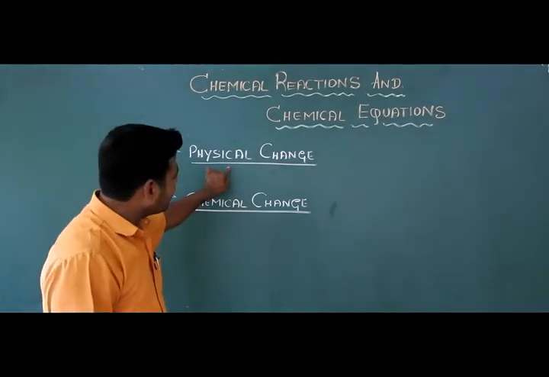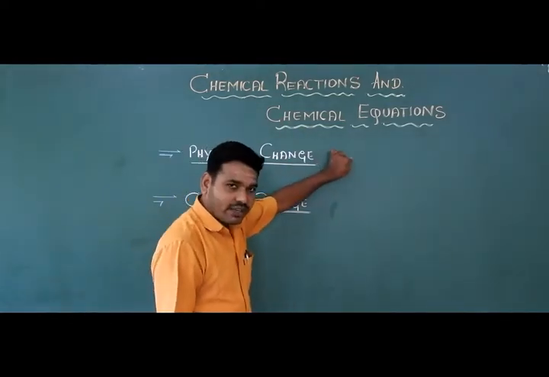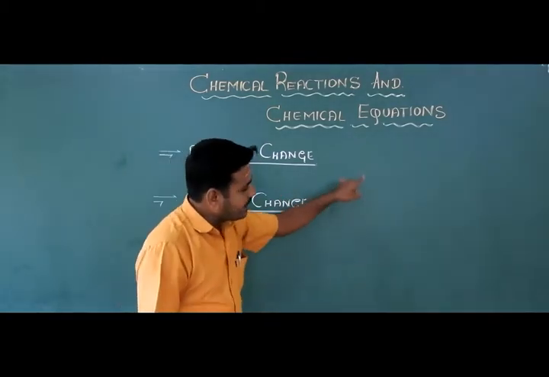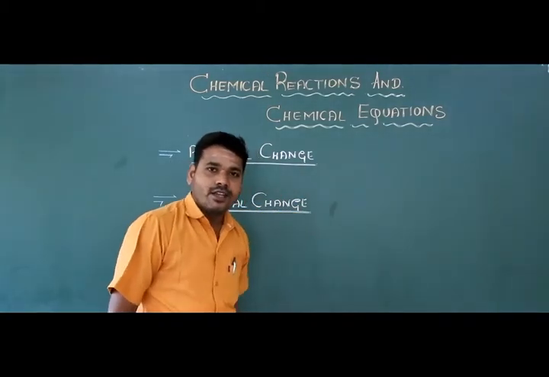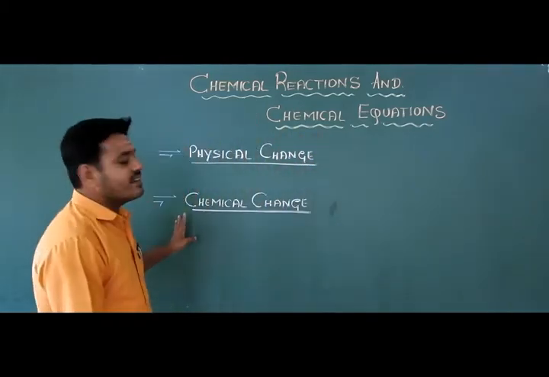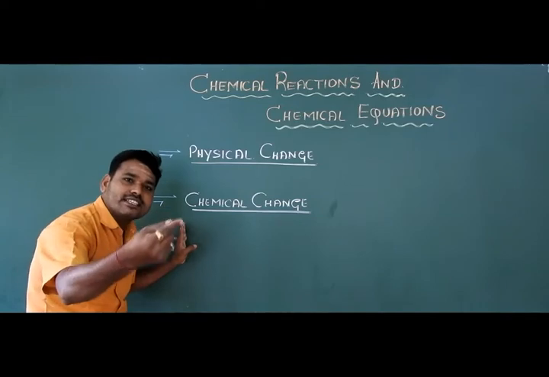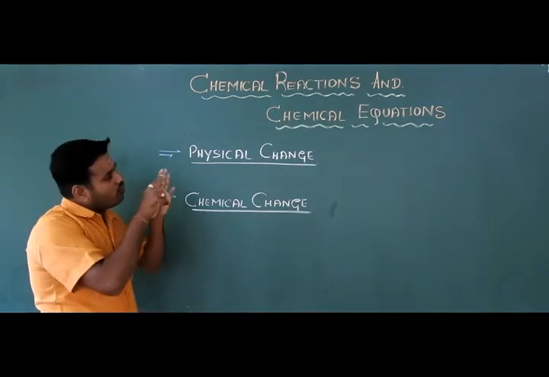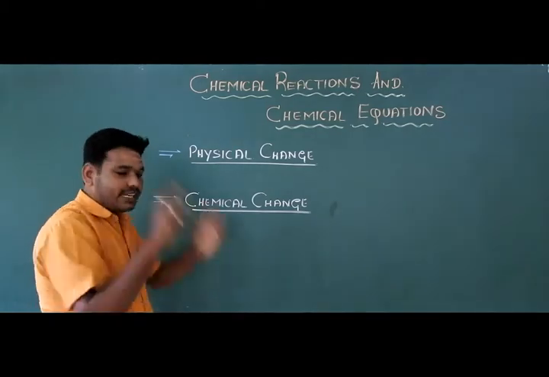The physical change is a temporary change of a chemical substance, whereas chemical change is a permanent change of a chemical substance. So physical change is a reversible process, whereas chemical change may be a reversible or irreversible process, students.